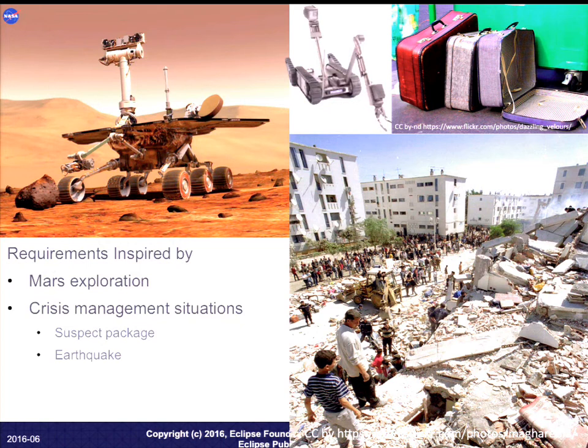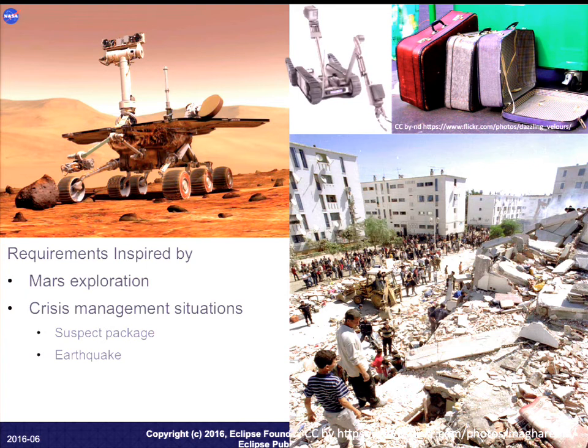So in terms of requirements, we are inspired by other real-life rovers, and those real-life rovers are mostly used in places where you can't send real people. So it's Mars exploration, it's some crisis management situations, and that's all about exploration, mapping, and sending back photos or something like that.